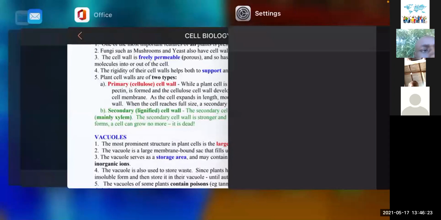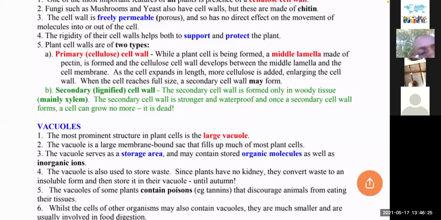Are you able to see the screen? Yes. All right, we continue.